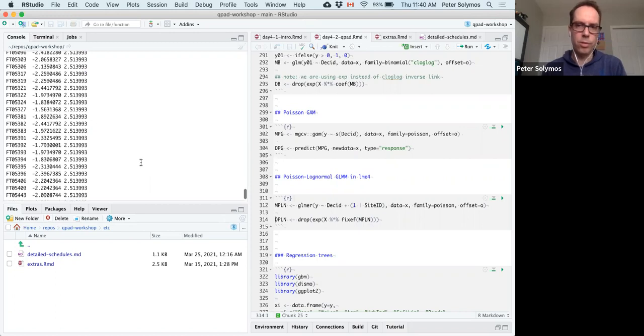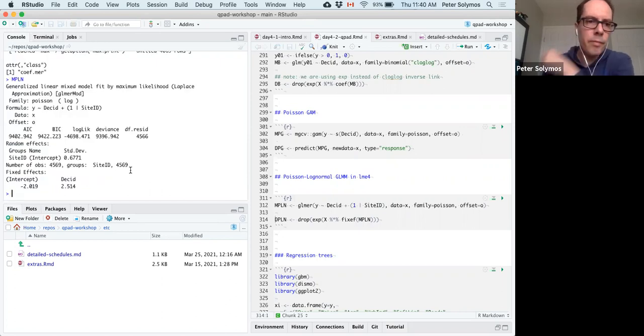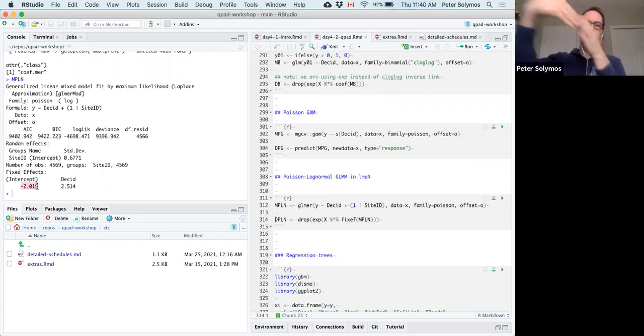4,000 rows, so I'm not going to scroll all the way up. And then we have this model, MPLN. We have random effects. You see here for the site ID random intercept, this is the standard deviation of a normal distribution centered at 0. This is where those intercepts are coming from. And then for the fixed effects, the intercept is what you can think of as where the random effects are centered around. And when you have the slope effect, that's kind of orthogonal to this. You have that slope.